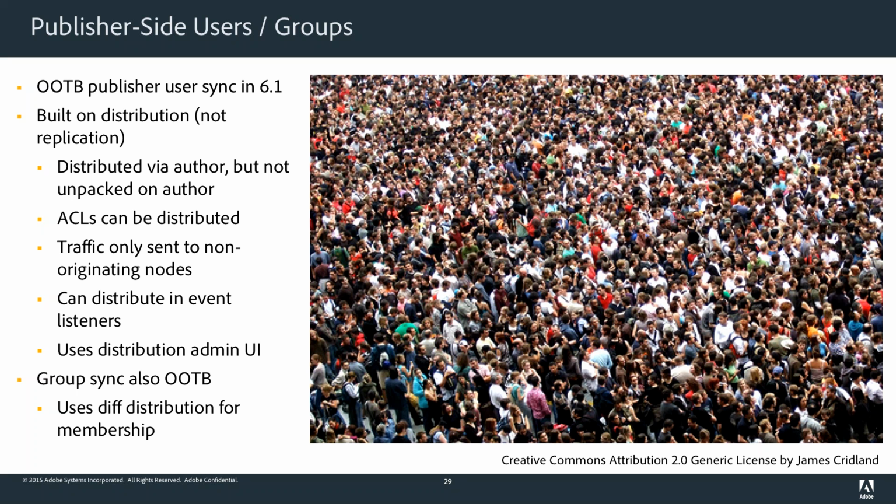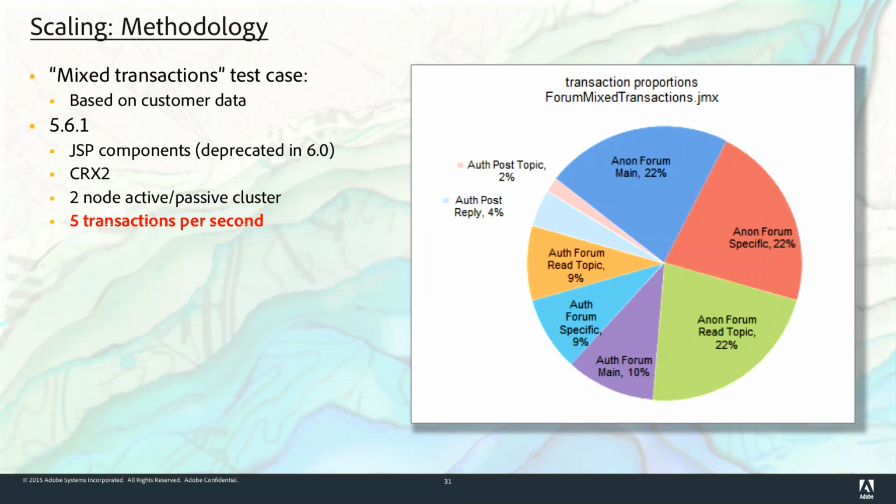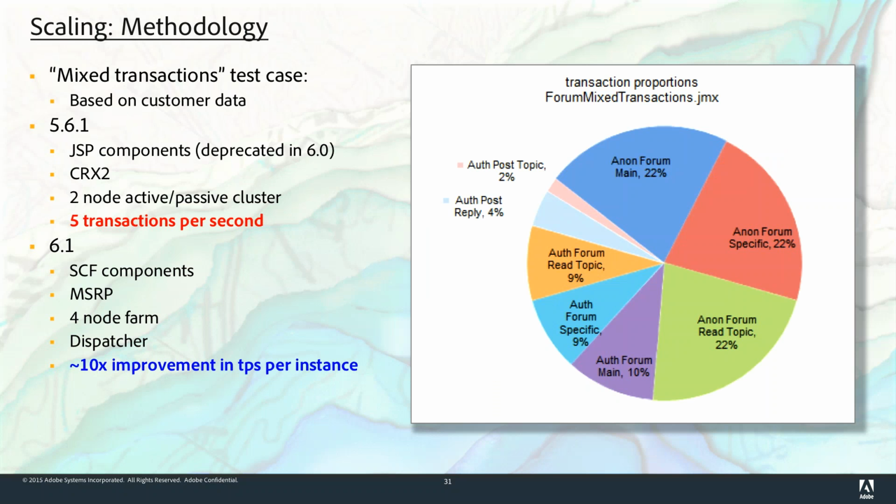One of the other things that we worked on for the 6.1, 6.2 timetable is dispatcher caching for UGC, which is a whole other talk that I could give. So I'll probably gloss over this because we're getting close to 8 o'clock. And then these are some of our numbers from the 6.1 timetable. We're still building our numbers for 6.2.